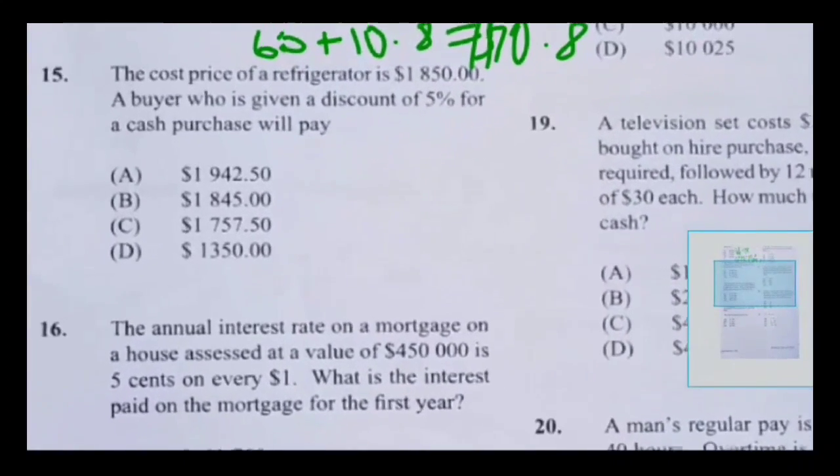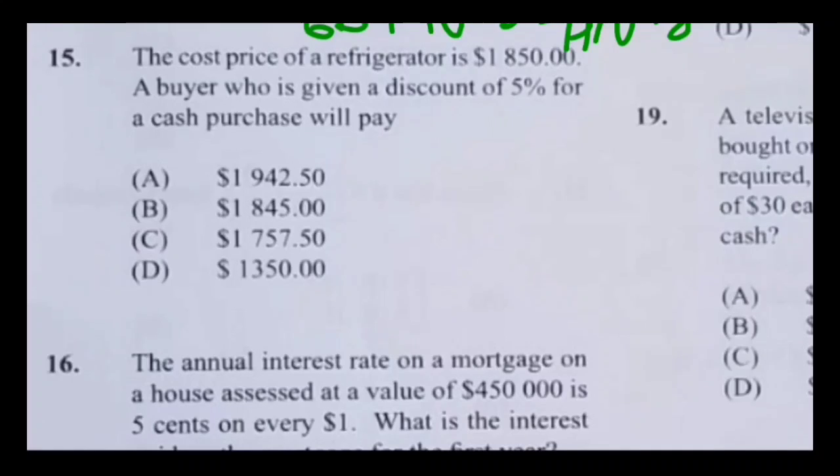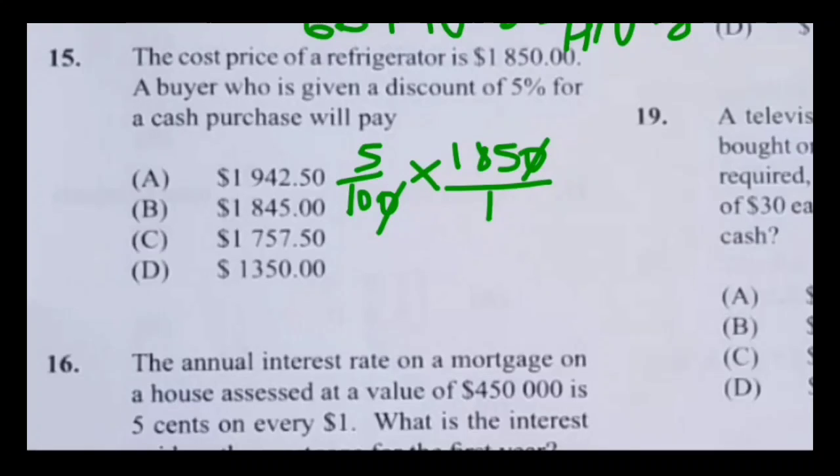Moving on to question 15. We have the cost of a refrigerator is $1,850. A buyer who is given a discount of 5% for a cash purchase will pay. So 5% multiplied by the amount for the fridge, which is 1,850. Simplifying, we can cancel out the zeros, and then we have 5 multiplied by 185, or we can divide the 5 by 10, which gives us 0.5. So we have 0.5 multiplied by 185, and that will give us 92.5.